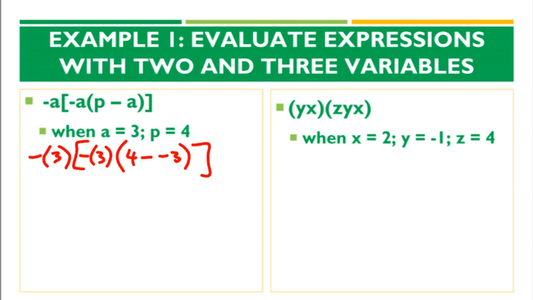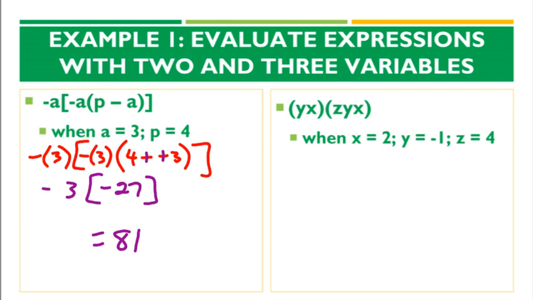So do parentheses first. This is subtracting, and negative 3 is really adding. So 4 plus 3 is 7. 7 times a negative 3 is a negative 21. That's what's inside the brackets here. And then I have a negative 3 on the outside. So negative 3 times a negative 27, and that would give us an answer of 81.